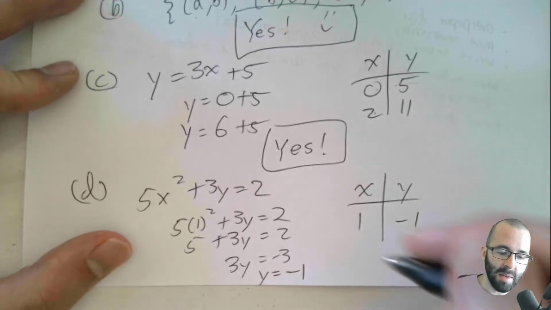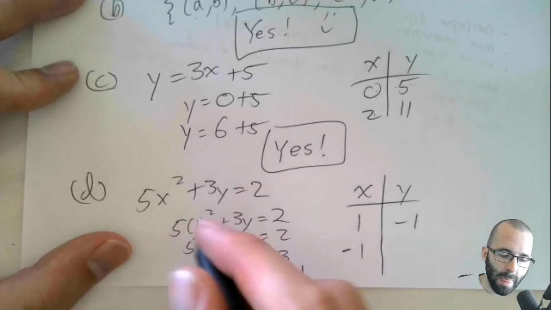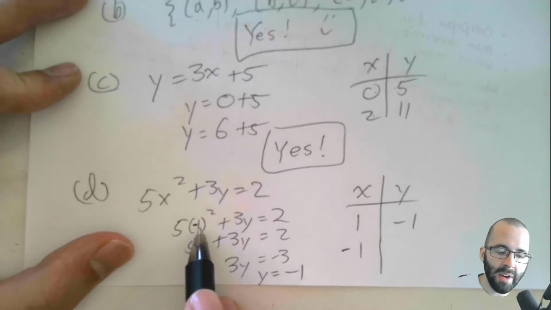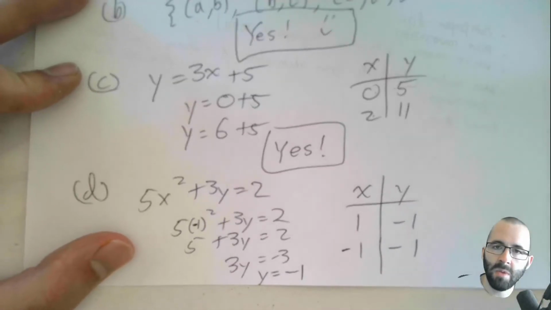Similarly, what if x is negative 1? Well, if x is negative 1, almost nothing changes except that's a negative 1. But when you square it, it still becomes positive 1. So this still becomes positive 5, and the same steps go on, and y is still negative 1.